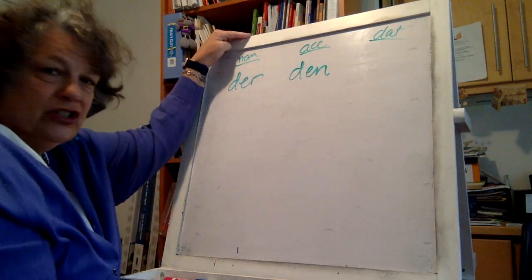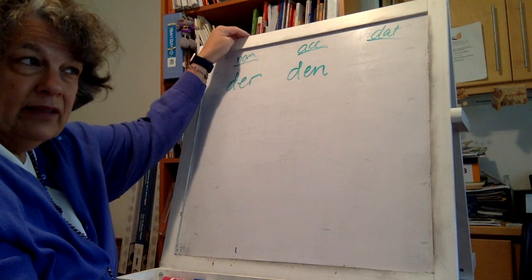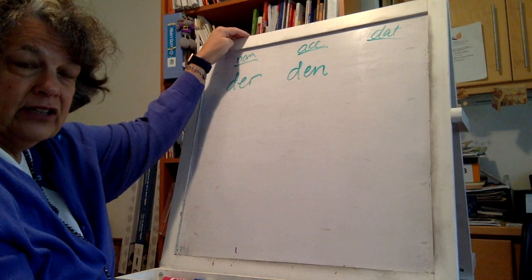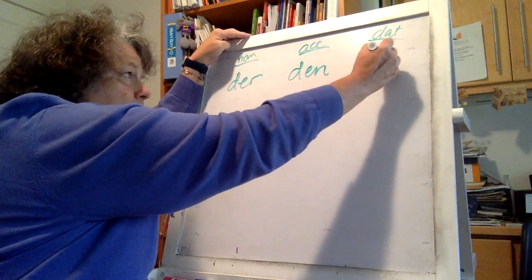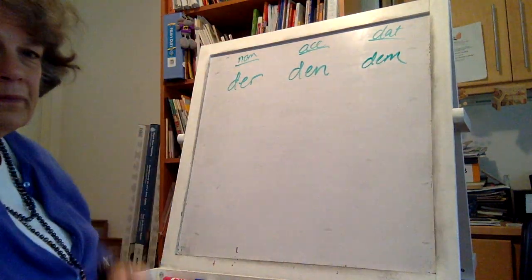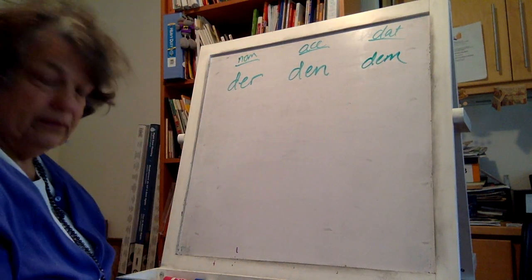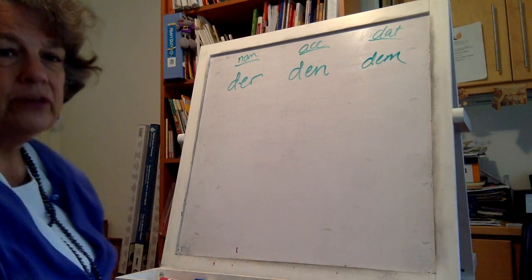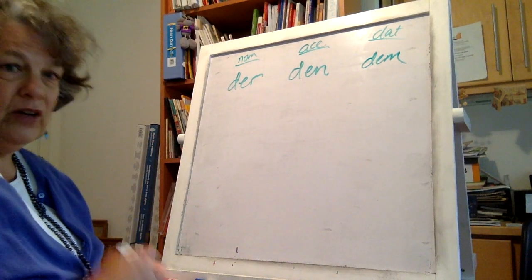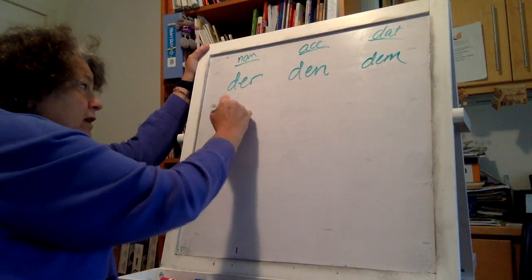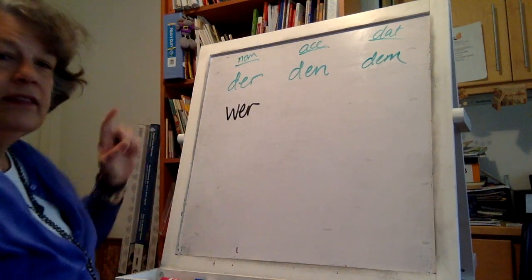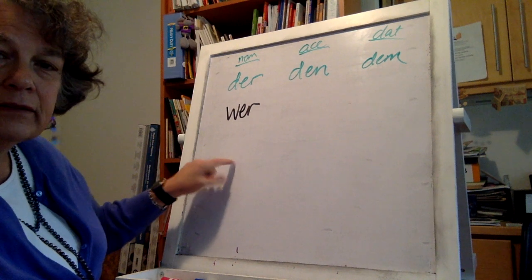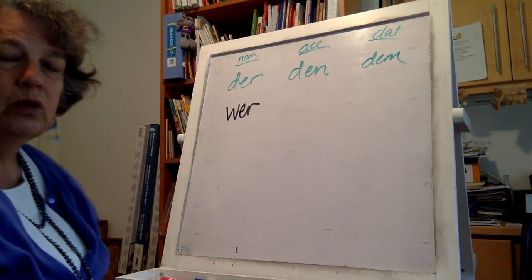Den Tisch. And then just now in the dative, when we're changing it to the dative, it's going to go to dem. Okay? So that's for a der word. And that's all we're going to look at right now. Okay? Because what we have to do is look at that fun little question word, who. This does not mean where. Remember that. Wer means who.